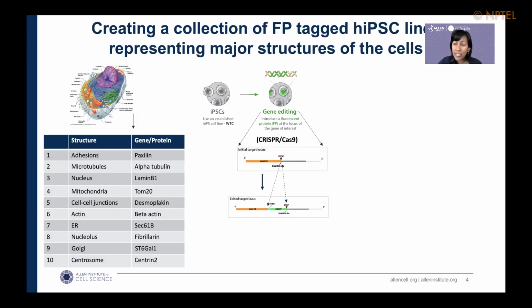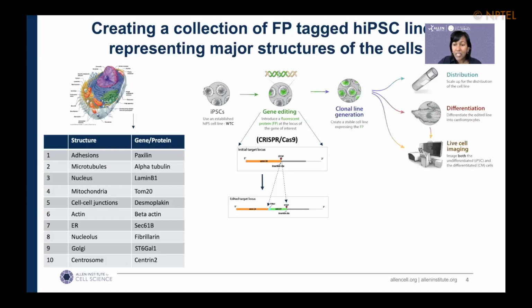So we provide the template for the cell to repair itself after the double strand break. So we're kind of tricking the cell to introduce this tag into the gene. And then we make clonal cell lines because it's important to us to create robust and consistent data. And to do that, we create one clone that results from this gene editing experiment. And then we use it for our live imaging studies, as shown here on the bottom.